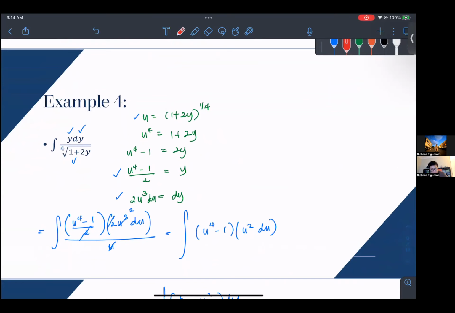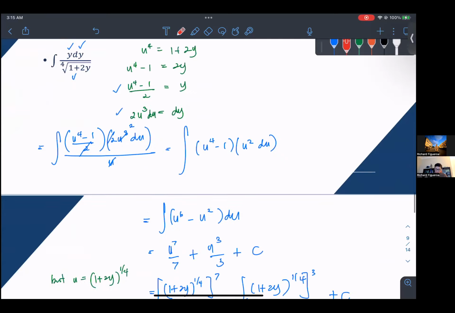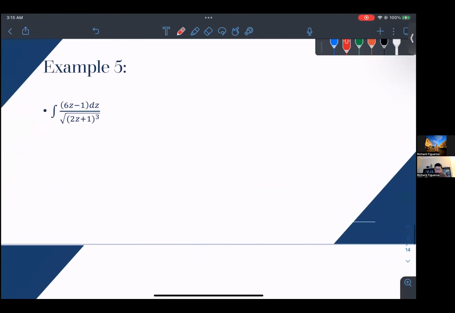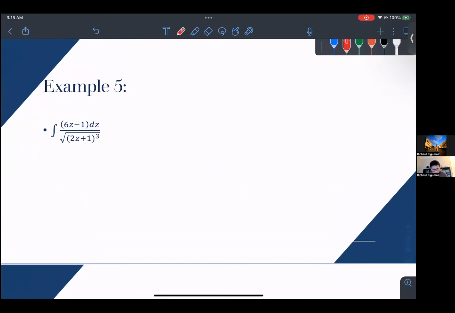So again, always set u with the rational exponent. If it's an integer exponent, we exclude the integer exponent. Similar to this one, we have the integral of 6z minus 1 dz all over the square root of 2z plus 1, raised to 3. In cases like this, it has a rational exponent. This one can be rewritten as follows.